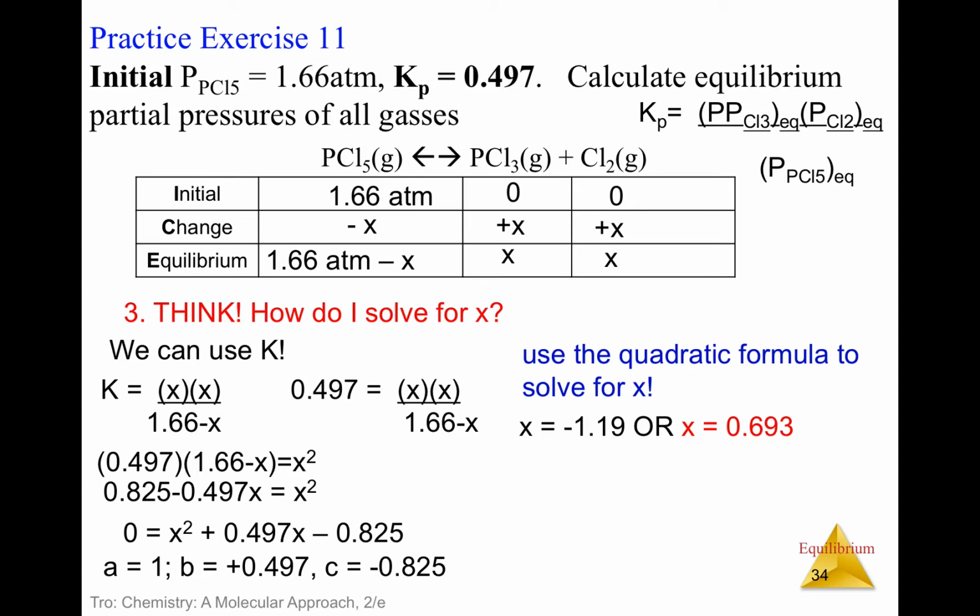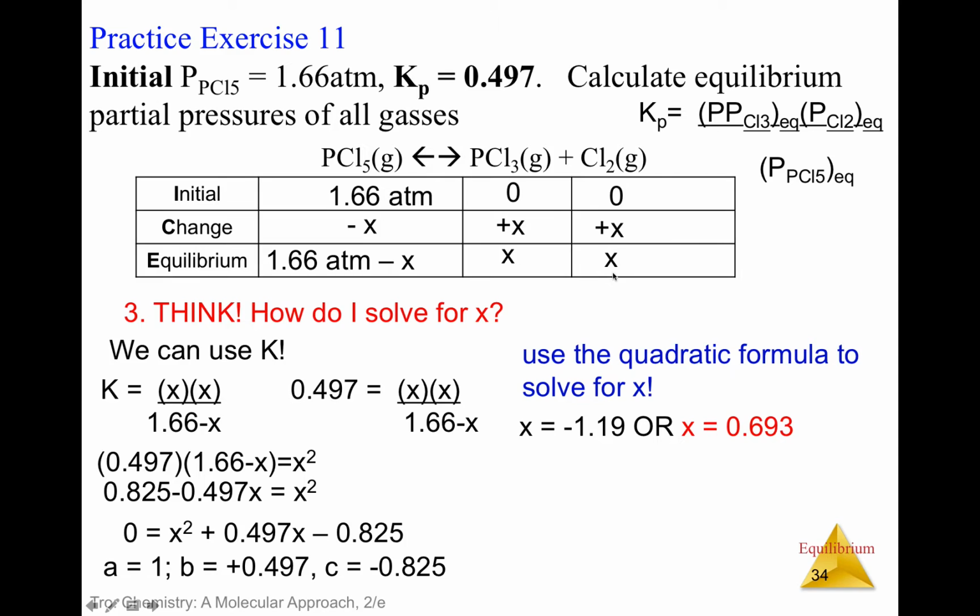Okay, thank you for pausing the video. I trust you are all able to solve for x: negative 1.19 or 0.693. Again, you get two solutions. And now it's our job as chemists to use rational thinking to decide which value of x is correct.